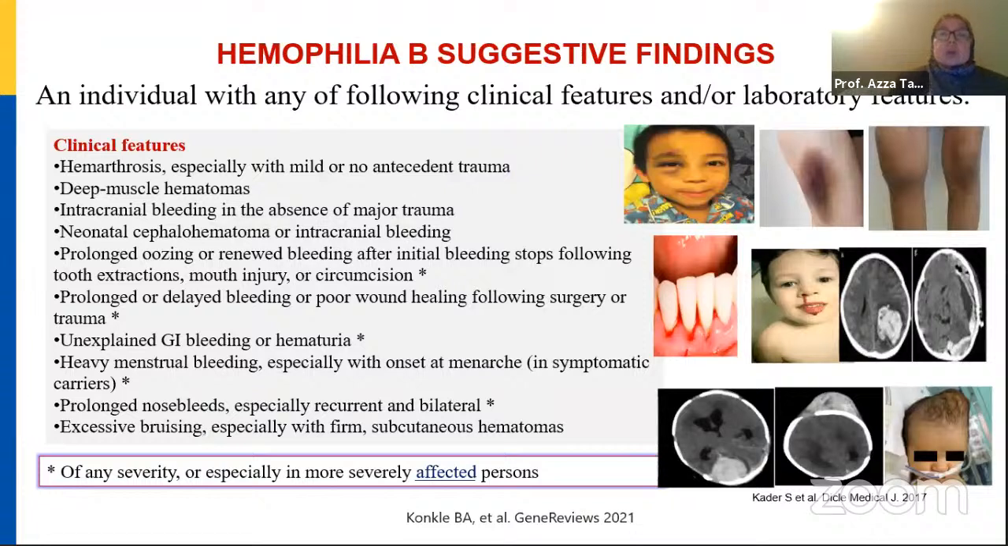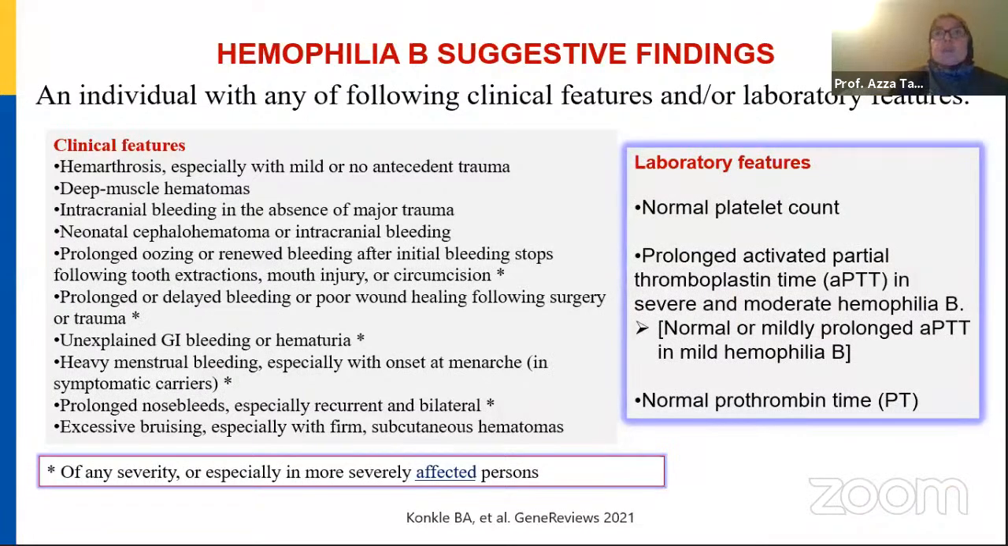When should you suspect that a patient has hemophilia? If he has any clinical features like hemarthrosis, deep muscle hematomas, intracranial bleeding, neonatal cephalhematomas, prolonged oozing or renewal of bleeding after any procedure involving the tooth, mouth injury, or circumcision, prolonged or delayed bleeding or poor wound healing following surgery or trauma, unexplained GIT or urinary tract bleeding, heavy menstrual bleeding, prolonged nasal bleeds, or excessive bruising. If you find any of these findings, even if they are not severe, go to the laboratory findings.